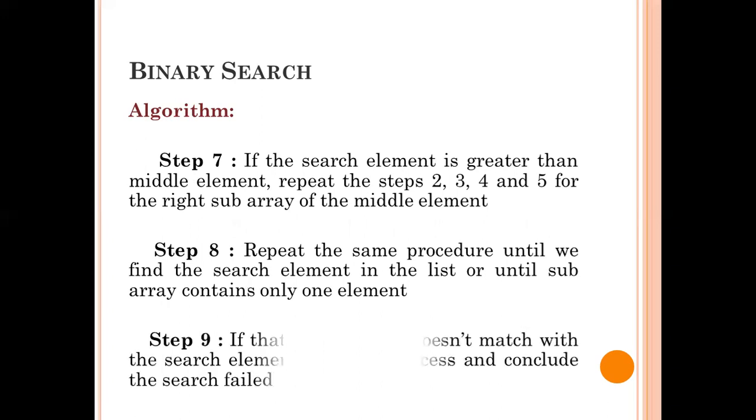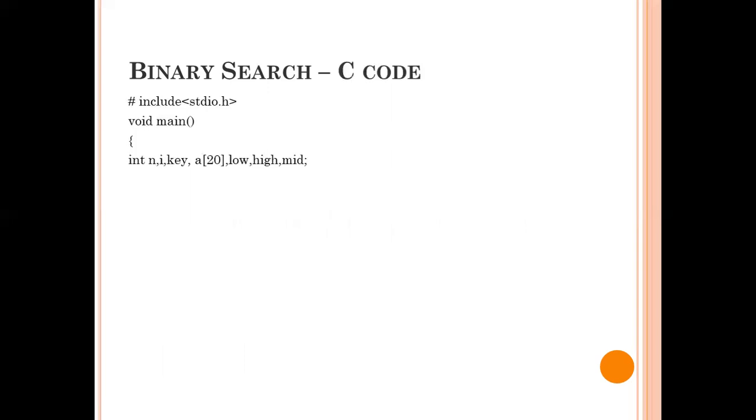The code for binary search is given like this. So these are all the basics. We initialize all the values over here. So I use this low, high, and mid as the index value for low value, index value for high value, and the middle index value. And A of n is the array element, and key is the value for searching.